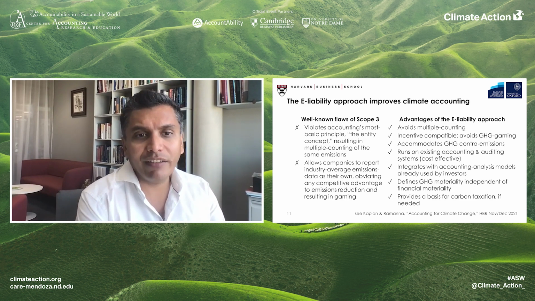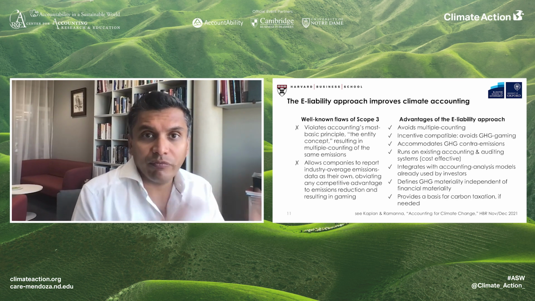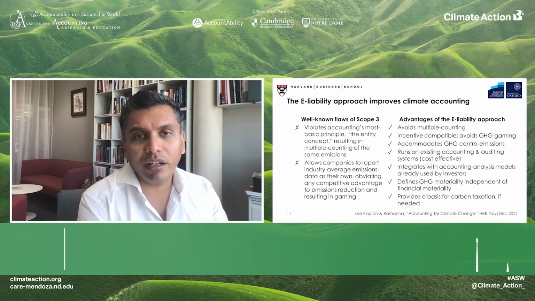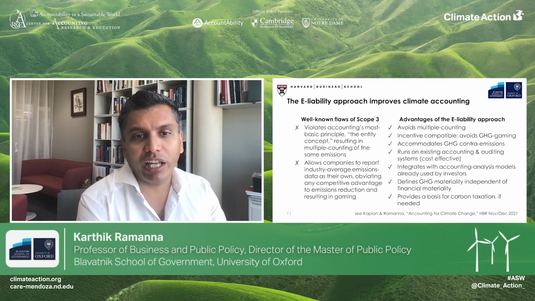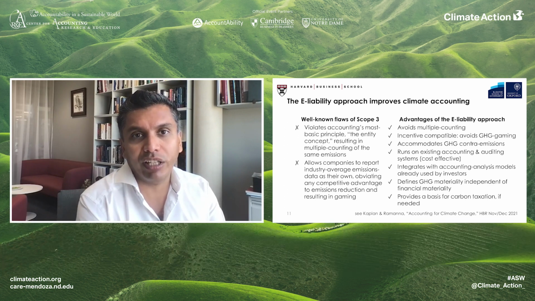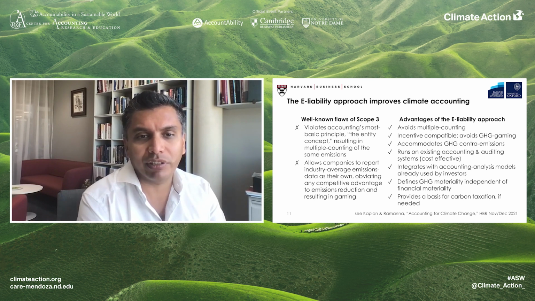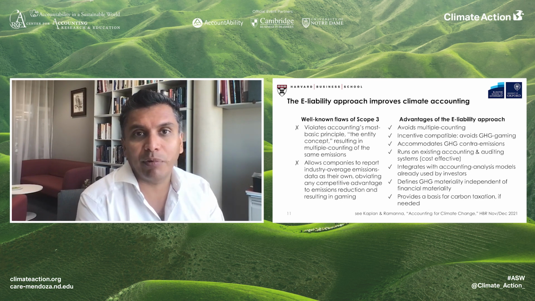So now if we move to slide 11, we'll be able to see next to each other, face to face, what the advantages of the e-liability approach are and how it addresses some of the well-known disadvantages of scope 3 that Bob's already talked about. So as we said earlier, scope 3 violates the most basic principle in accounting, which is the entity concept. And that results in the multiple counting of the same emissions many times in a supply chain or in a value chain. And of course, scope 3 allows companies to report industry average emissions as their own, which means that any competitive advantage from emissions reduction is immediately obviated away.